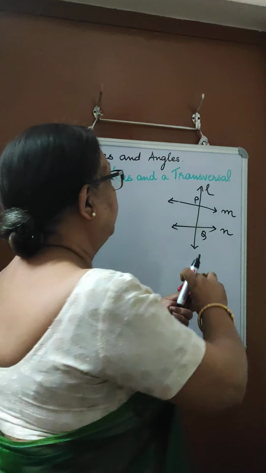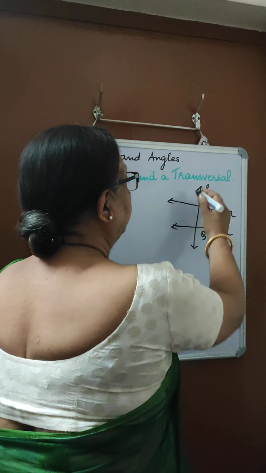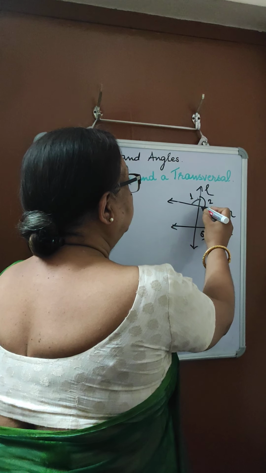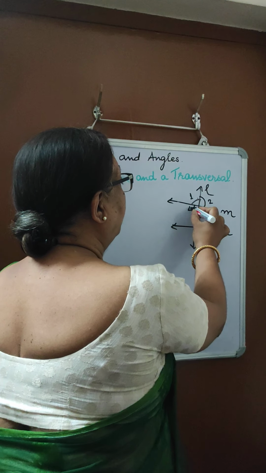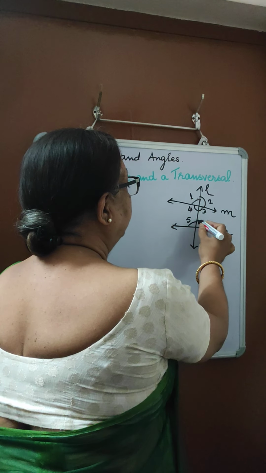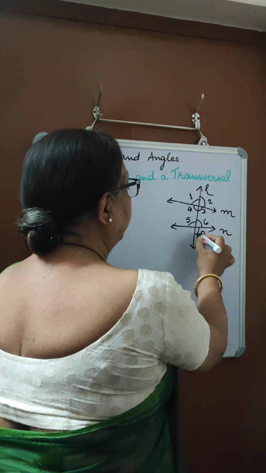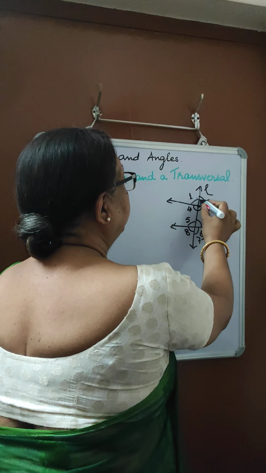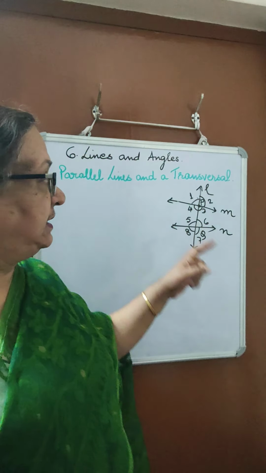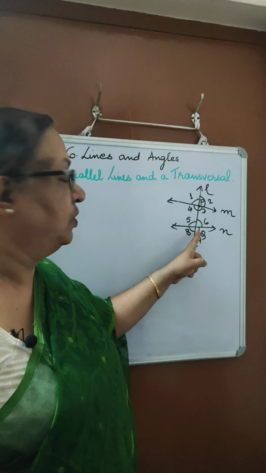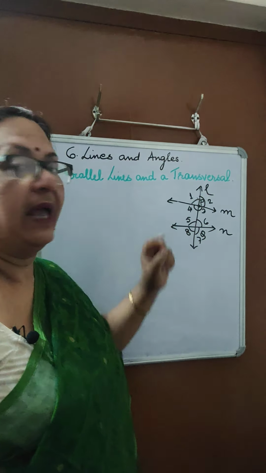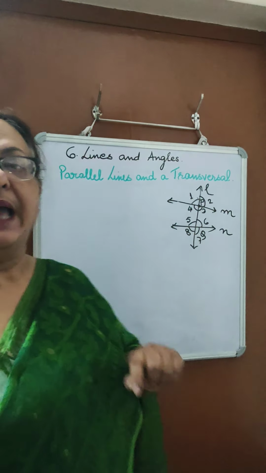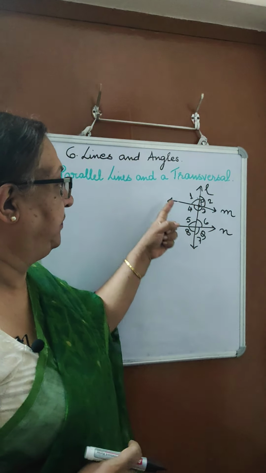Suppose I name this angle as 1, 2, 3, 4, 5, 6, 7, 8. This point is where to write? Suppose P. Okay, so what you find is at both the points P and Q, 4 angles here and 4 angles here are formed.